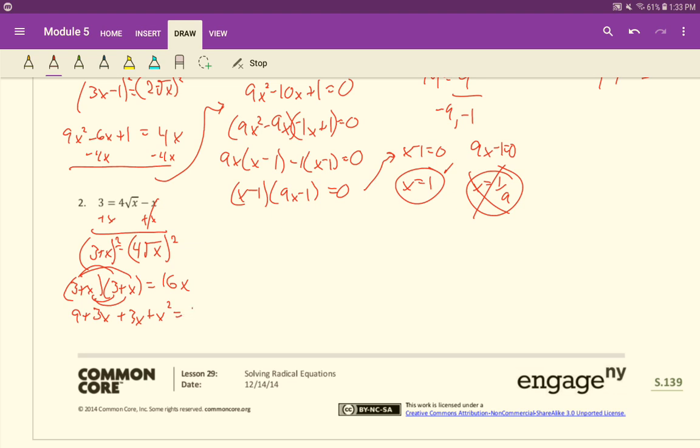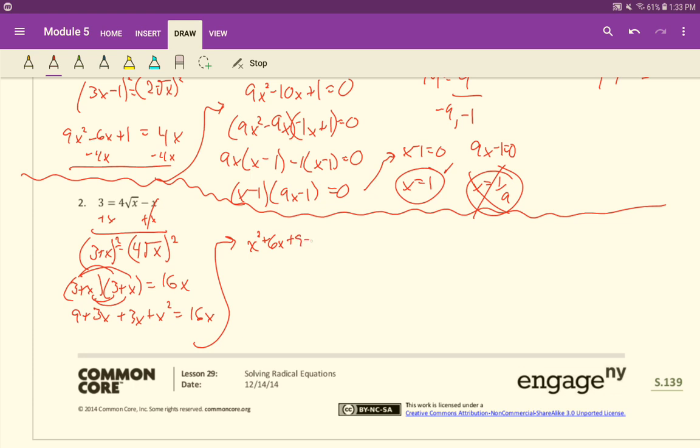It equals 16x. Okay, combine like terms here. So we'll have x squared plus 6x plus 9 equals 16x. And again, we'll subtract the 16x from both sides. Since we have a quadratic here, we'll see if we can factor. We need to set it equal to 0 first. Minus 10x plus 9.